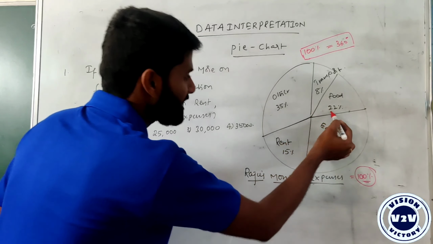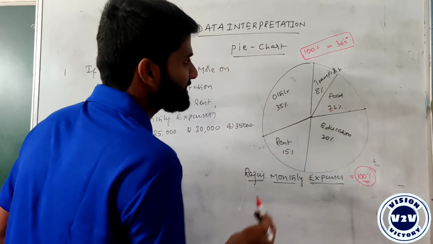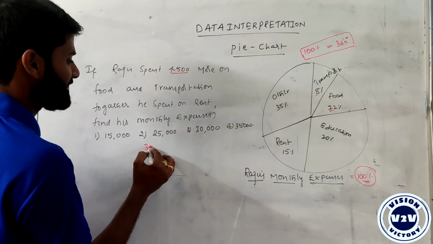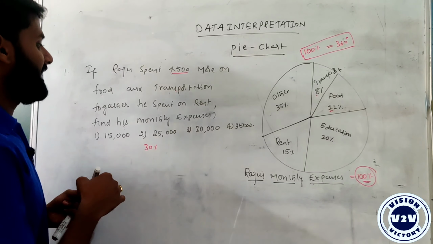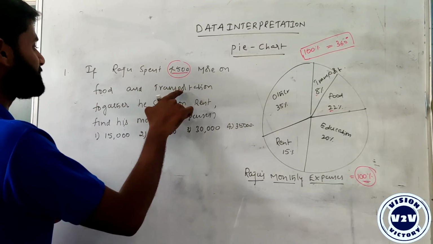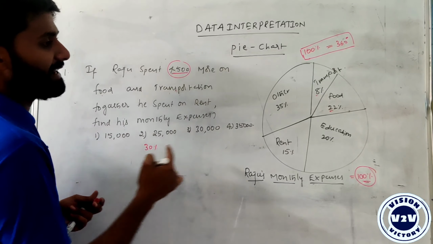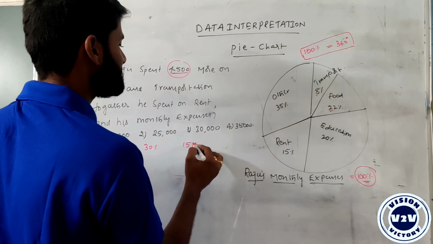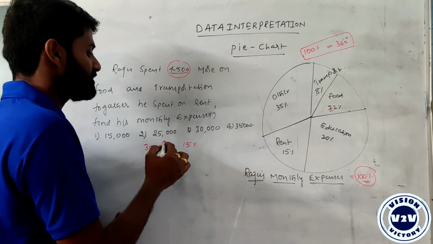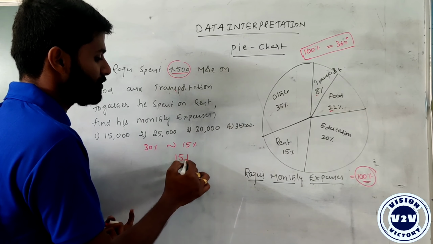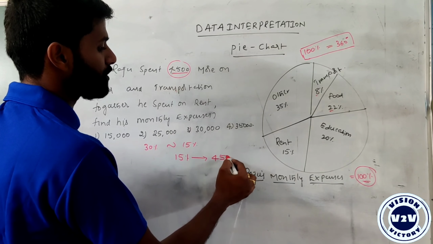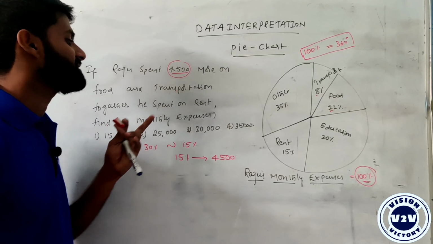See, food and transportation: food here is 22%, transportation is 8%. So food and transportation together is exactly equal to 30%. And he spent 4,500 more on food and transportation together than on rent. He spent only 15% on rent. So the difference between these two values is exactly equal to 15%. Then 15% value is given as 4,500. Here my question: find his monthly expenses.